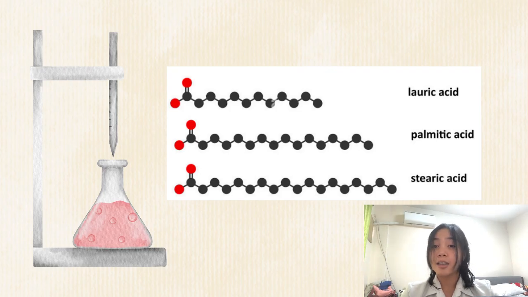Lauric acid contains 12 carbon atoms. Palmitic acid contains 16 carbon atoms. Stearic acid contains 18 carbon atoms. As the carbon chain length increases, the melting point also increases. Why? Because longer chains have stronger van der Waals forces, which require more heat to break.